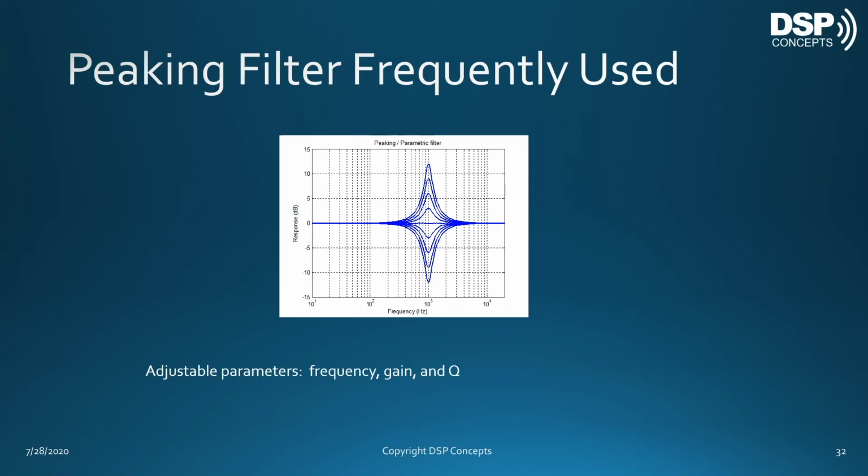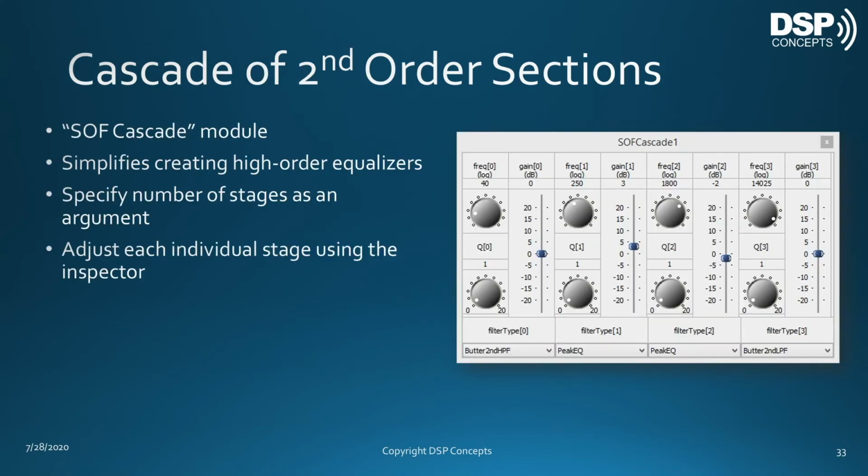So this so far has been a single second order filter. There's also a module called second order filter cascade. And so this is N second order filters in series. And so this is nice for creating higher order equalizers. And what you'll do is you'll specify the number of stages in the filter as an argument. And then you'll have an individual set of inspector controls for each of the filter stages. So on the right, the inspector is for 4 filters. So you can specify any number of filters in this cascade implementation.